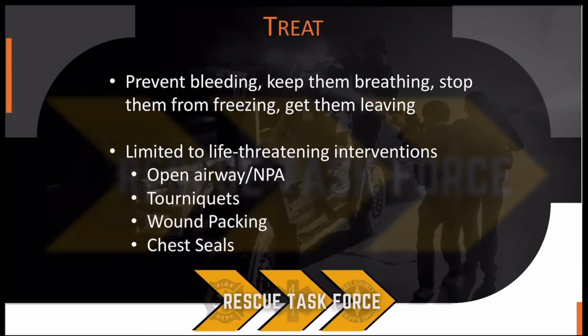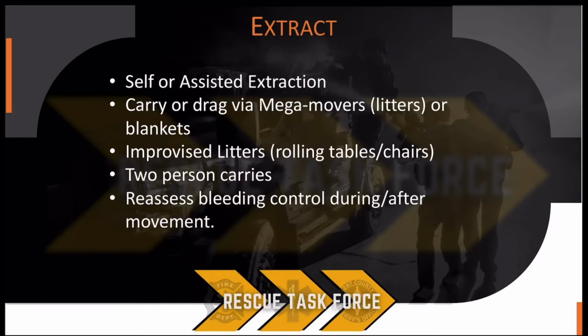Remember, whenever treating patients in a mass casualty incident or active assailant incident, we're just going to treat any life-threatening injuries. So quickly open airways, tourniquet with a wound packing or chest seal. We want to open the airway, stop the bleeding, and then get them out of there. We're not going to start CPR. We're not going to start ventilating these patients. It's very quick, down and dirty, life-threatening interventions, and then get them to the casualty collection point.